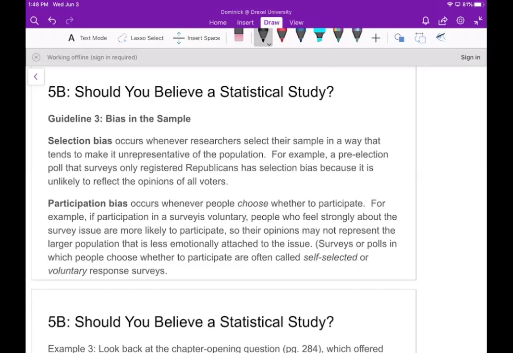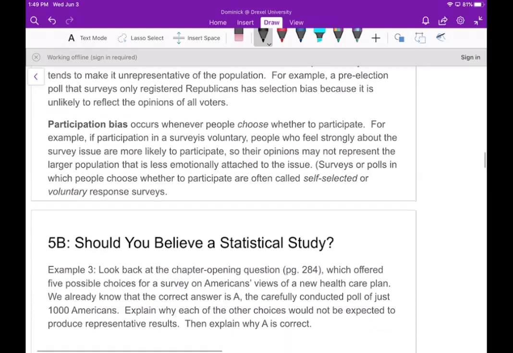Because there's two parties. Now, participation bias occurs whenever people choose whether or not they want to participate. So for example, if participation in a survey is voluntary, people who feel strongly about the survey issue are more likely to participate, so their opinions may not represent the larger population that is less emotionally attached to the issue, right? So surveys or polls in which people choose whether or not to participate are usually called self-selected or voluntary response surveys.